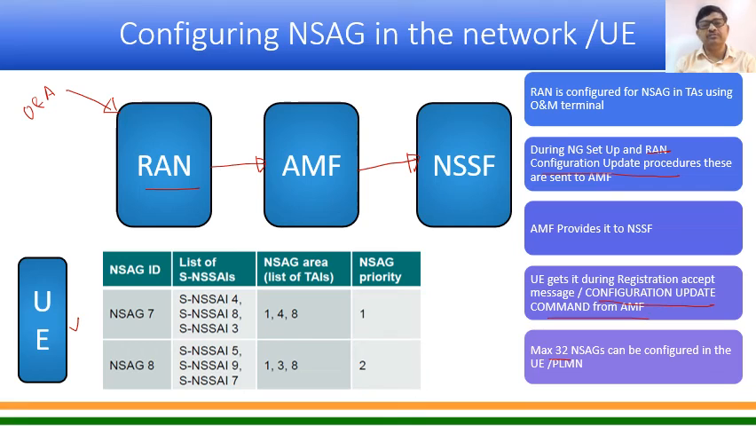Just look at how an NSAG group will look. This is NSAG 7, group 7. In this example, it will contain slice 4, slice 8 and slice 3, and this is available in tracking area 1, tracking area 4 and tracking area 8. Similarly, NSAG 8 has slice 5, slice 9 and slice 7, and it is available in tracking area 1, tracking area 3 and tracking area 8.